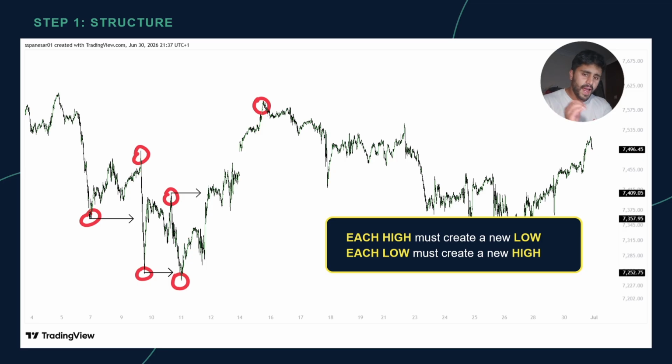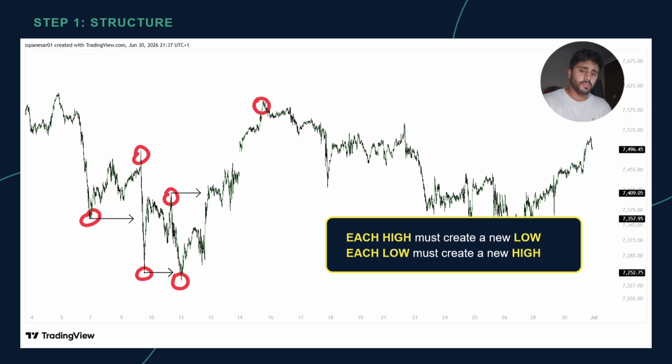Every high has to produce a low, and every low has to produce a high. What I mean by that specifically is that when you have a high over here, this is only a high because it produces a new low. This is a high because it produces a new low, and this is a low because it produces a new high. The point I'm trying to make is that all the highs and lows you see in between are all internal.